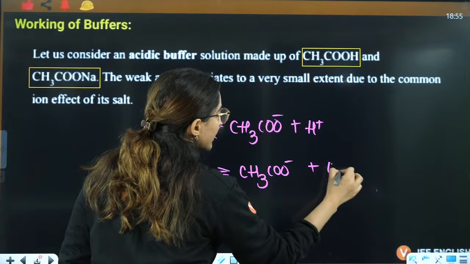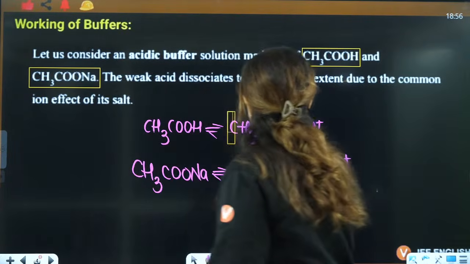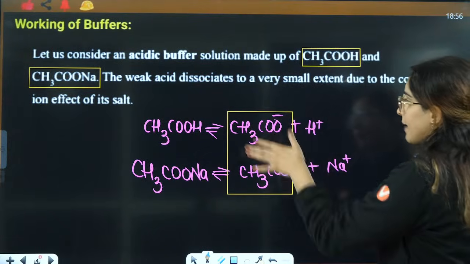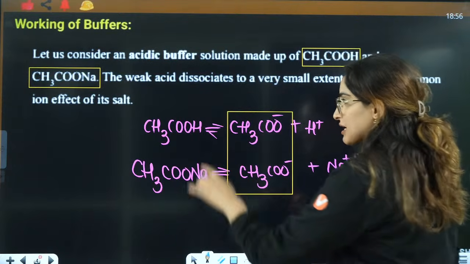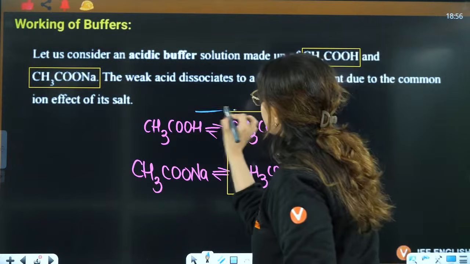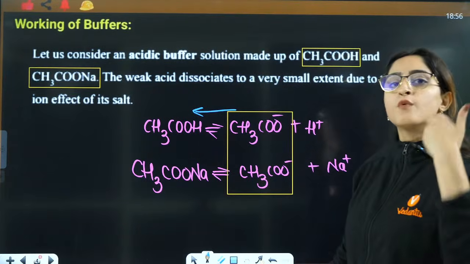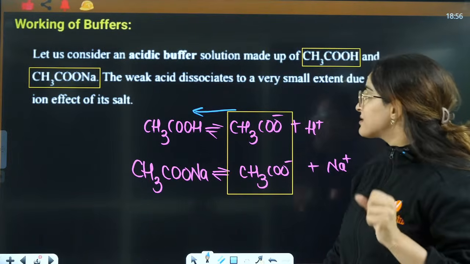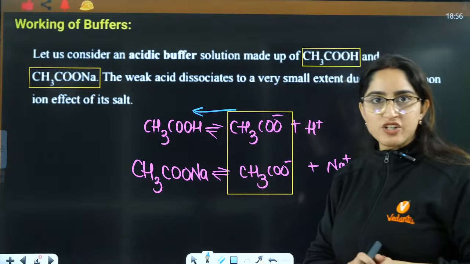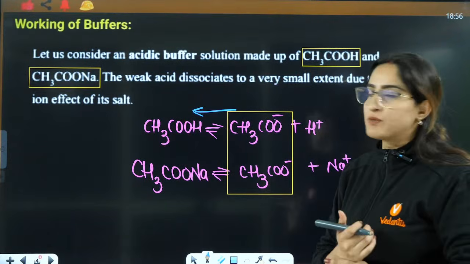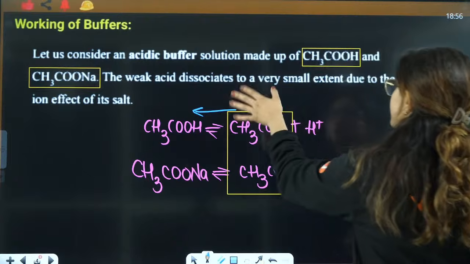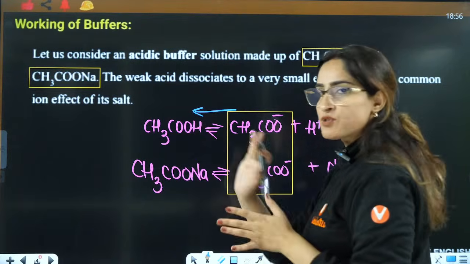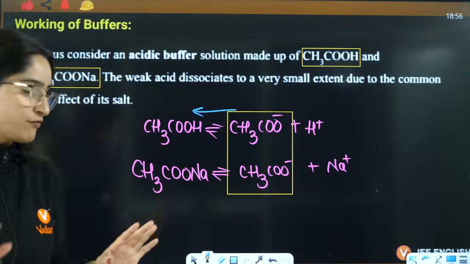Now, which is the common ion here? Can you see this over here? This is the common ion. And because of this common ion, what will happen? This particular concentration over here will increase. And that is the reason this reaction will, according to Le Chatelier's principle, start moving backwards, right? That means the dissociation of CH3COOH will decrease because the reaction is going backwards. So this is what they are saying: weak acid dissociates to very small extent due to the common ion effect. So here the dissociation is less because of the common ion effect, right?